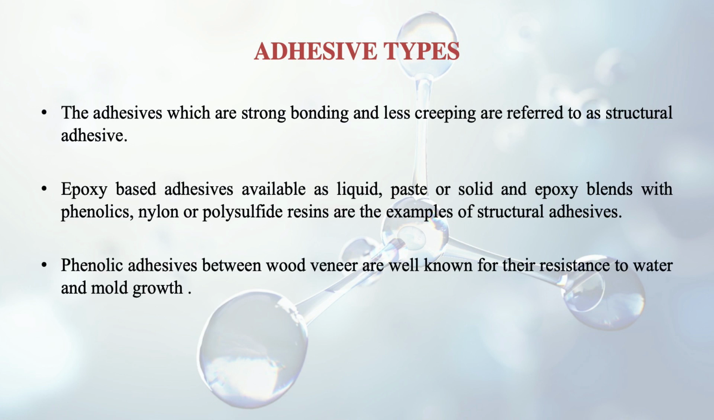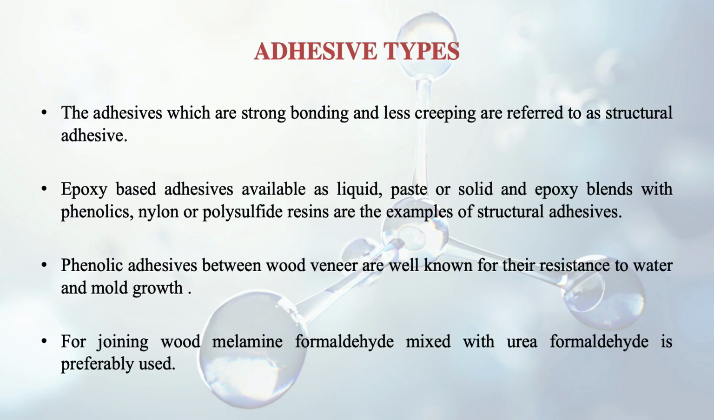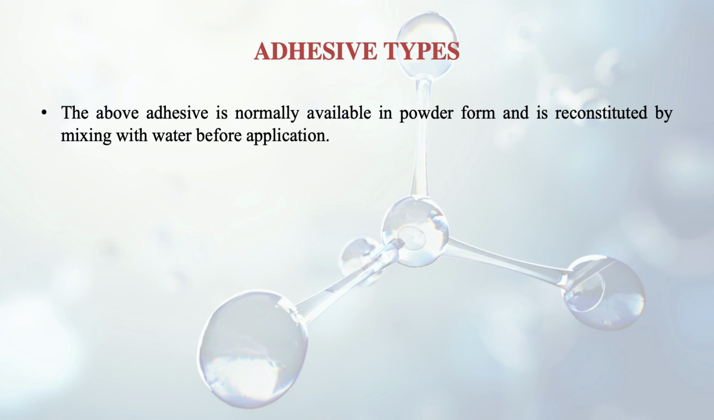Phenolic adhesives between wood veneer are well known for their resistance to water and mold growth. So with wood we can use the phenolic type. Then we will not get softening of the wood, and other creatures like termites or fungi may not come in. For joining wood, melamine formaldehyde mixed with urea formaldehyde is preferably used. The above adhesive is normally available in powder form also. This melamine formaldehyde is available in powder form and is reconstituted by mixing with water before application. So we need to mix it with water.